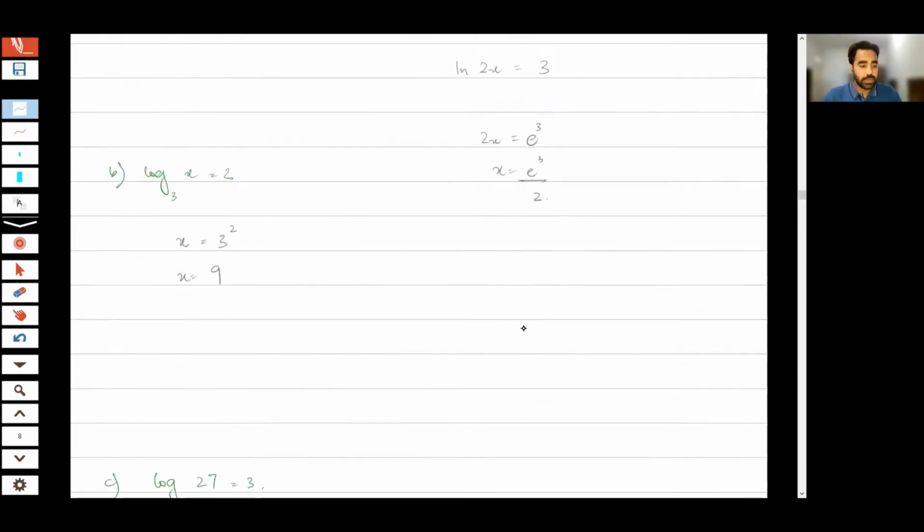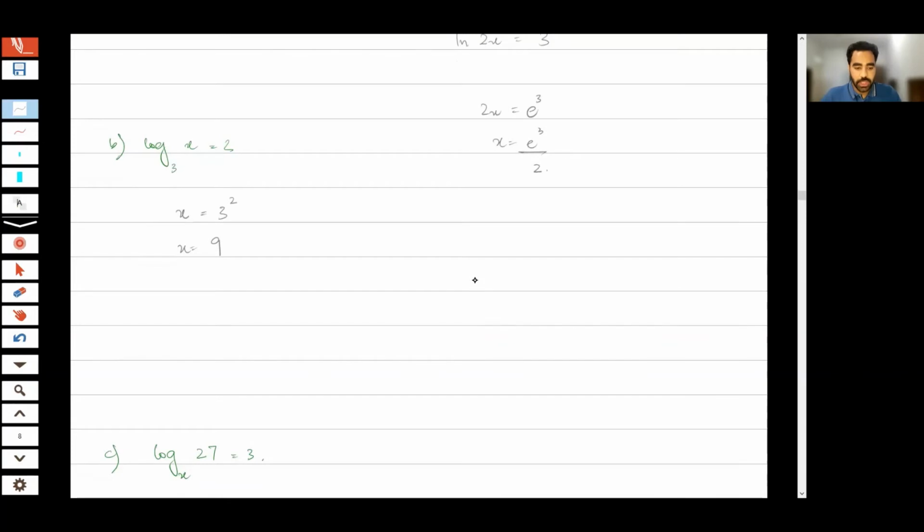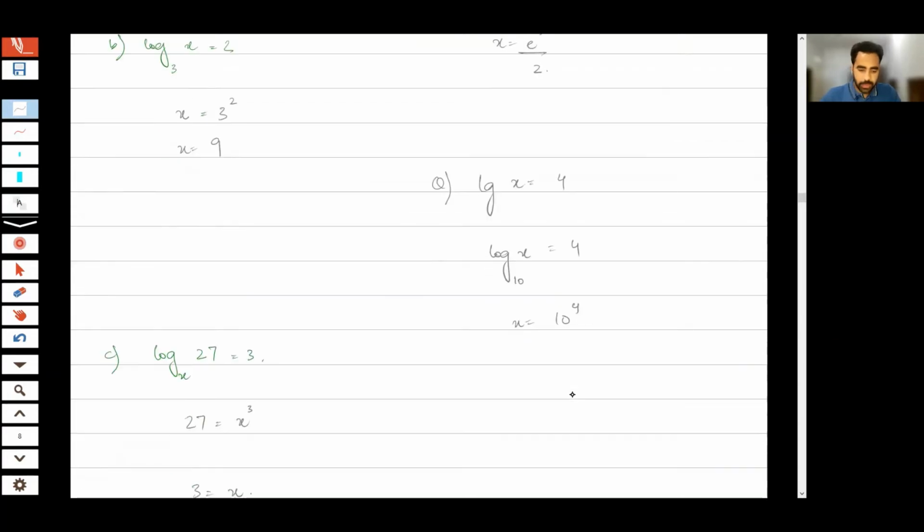The same goes with lg. If I have lg, now you know that lg जो होता है, lg is log to the base 10. So let's say if I have lg x equals to 4, so I know that lg is log to the base 10. I can write this as log x base 10 equals to 4, and I get x equals to, now this 10 would come over here, 4 will become the power, so 10 to the power of 4. 10 to the power 4 is 10,000.